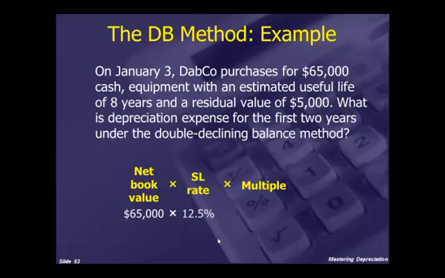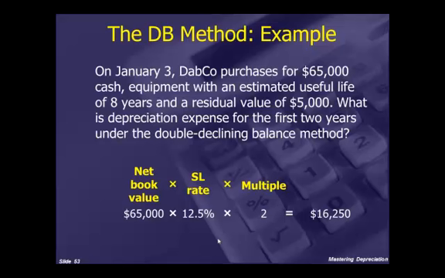And straight line rate, by the way, we started with net book value of $65,000 because there is 0 in accumulated depreciation. So it's cost less accumulated depreciation. Cost of $65,000 less 0 is $65,000. The straight line rate, 12.5%, is because we take 1 divided by 8 years. So 1 divided by 8 is 0.125 or 12.5 as a percent. Times, and we're using double declining balance, so it's times 2. So the straight line rate times its multiple is 25%.